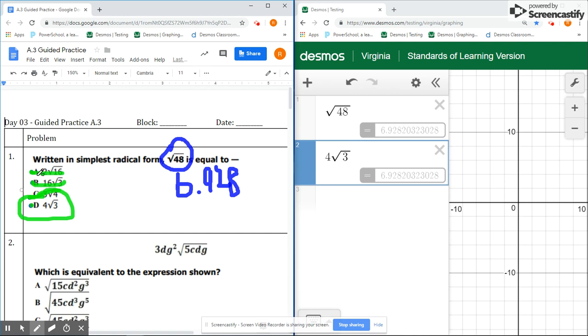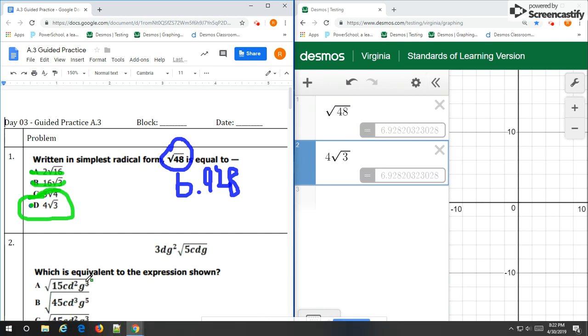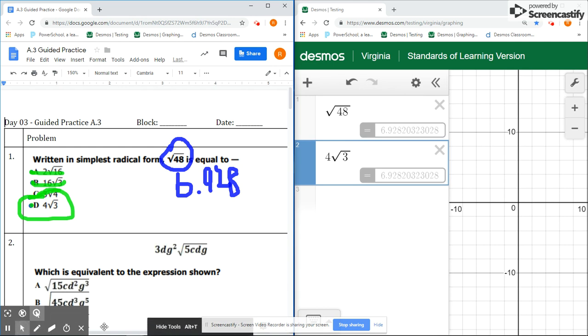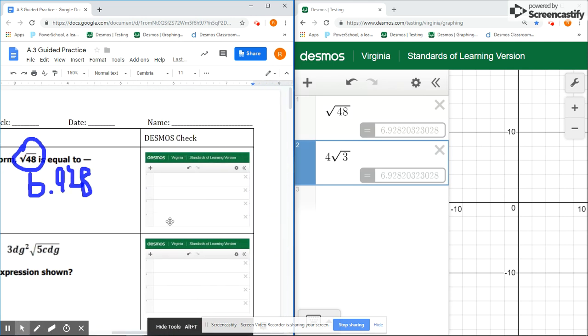Just type in the question, type in the answer choices, and then over here on Desmos, see which one matches. Okay, remember that we need to be typing in or writing down the Desmos check here. So just quickly write down square root 48, 4 square root of 3, and show that the decimals are the same. That way you can get credit for that one.